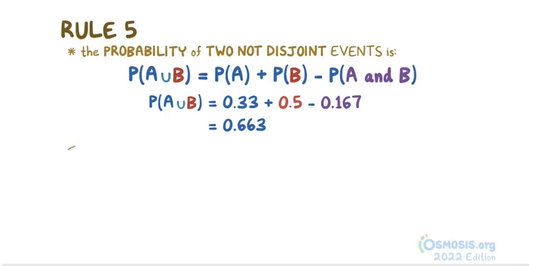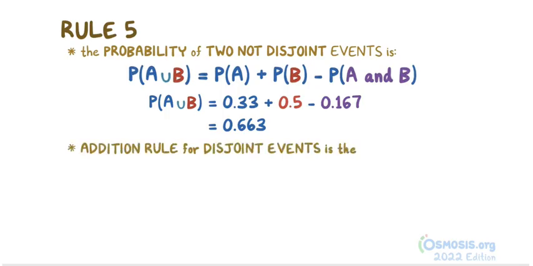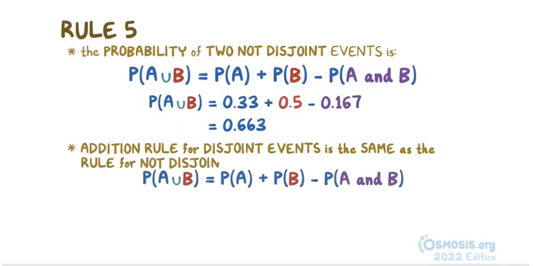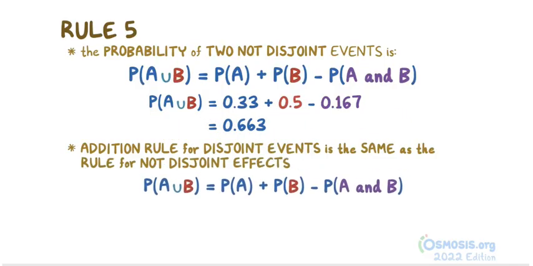One important thing to notice is that the addition rule for disjoint events is actually the same as the addition rule for not disjoint events. Except with disjoint events, there's no overlapping area, so you just subtract 0. And this part is not usually included in the equation.